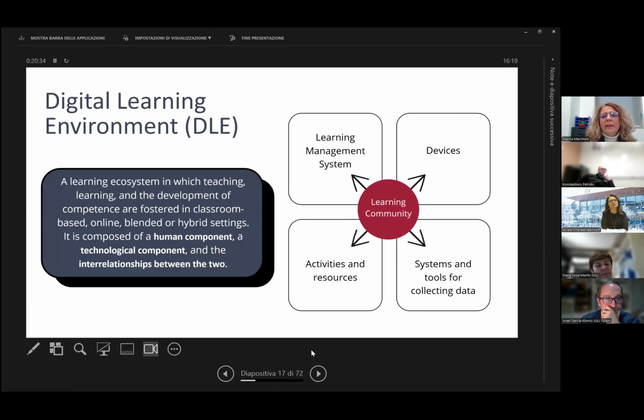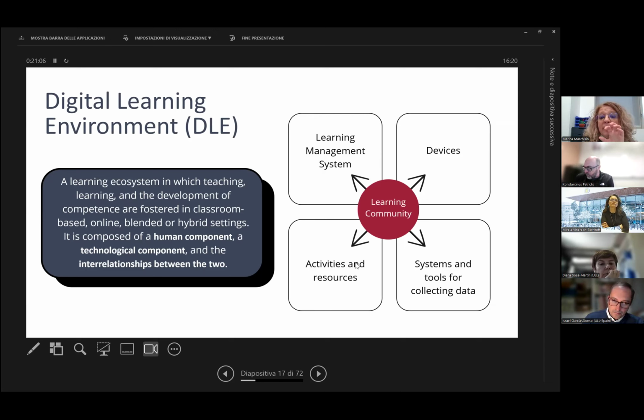I like this word because I define a digital learning environment as a learning ecosystem in which teaching, learning, and the development of competencies are fostered in classroom-based, online, blended, or hybrid settings. And it is composed of a human component, a technological component, and the interrelationship between the two.